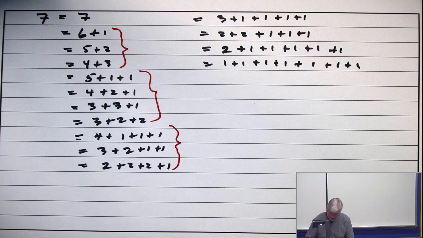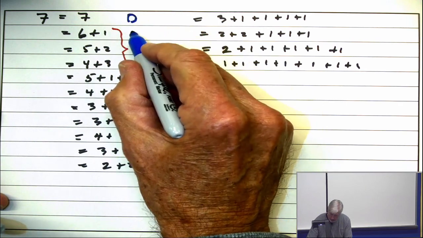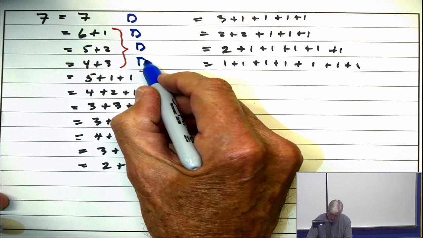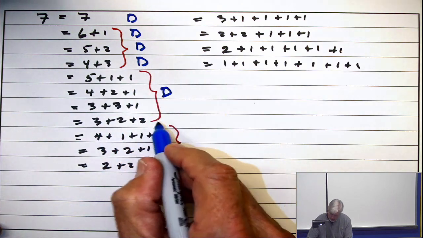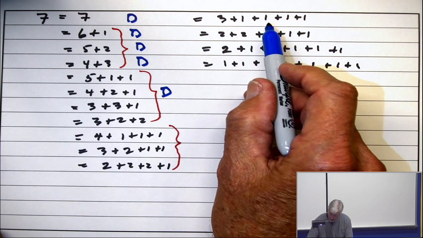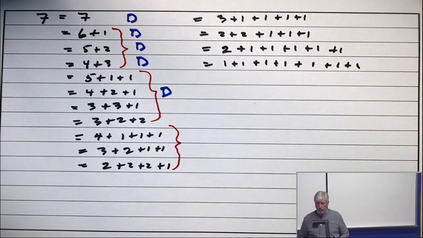Distinct parts, let me put a D. Distinct, distinct, distinct, distinct, no, distinct, no, no, no, no, no, no, no, no. Yeah, so it looks like 5.